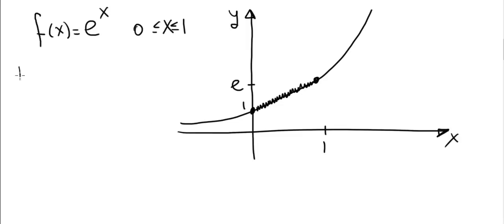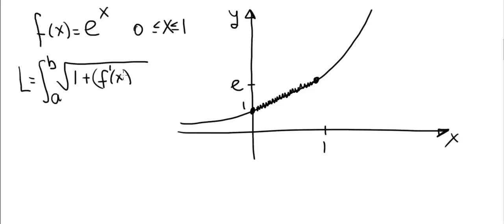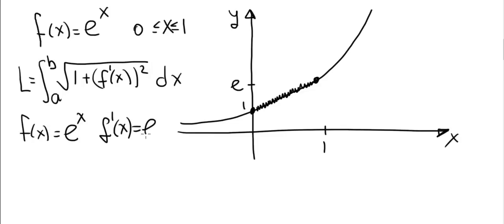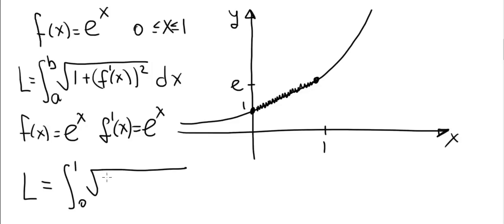Recall the formula for arc length is the integral from a to b of the square root of 1 plus f prime of x squared. In our case, f of x is equal to e to the x, so f prime of x is also e to the x. And a is 0 and b is equal to 1. So we want to evaluate the integral from 0 to 1 of the square root of 1 plus e to the x squared, which is e to the 2x, dx.